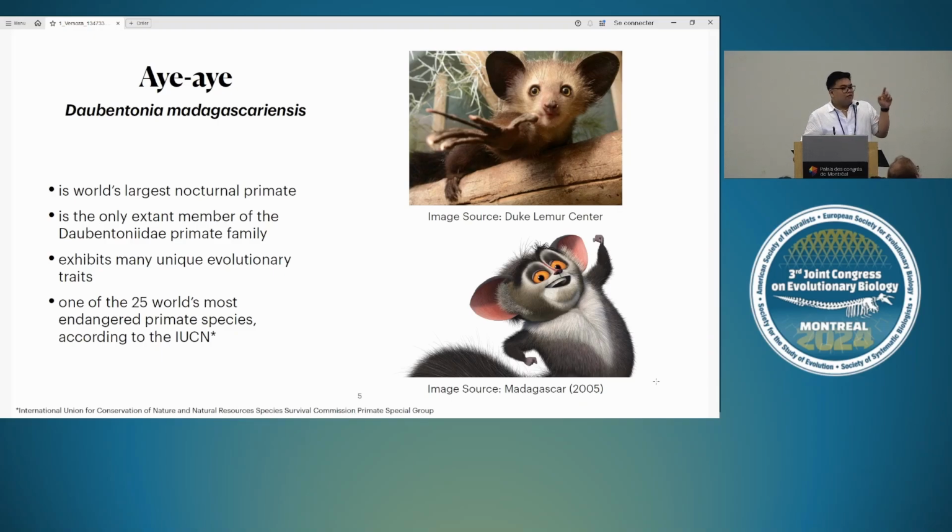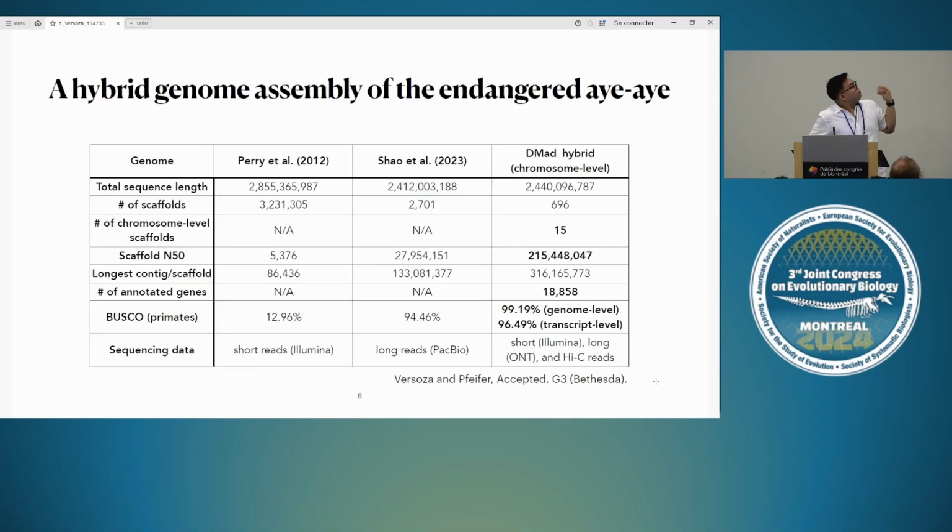Lastly, thanks to deforestation happening in Madagascar, the aye-aye is one of the 25 most endangered primates in the world, according to the IUCN. Given this Hollywood superstar, you would think we would have a high quality reference genome, since we want high quality reference genomes to detect structural variants. Unfortunately, we do have publicly available ones, however, they're pretty fragmented. To help fill this gap, we made one.